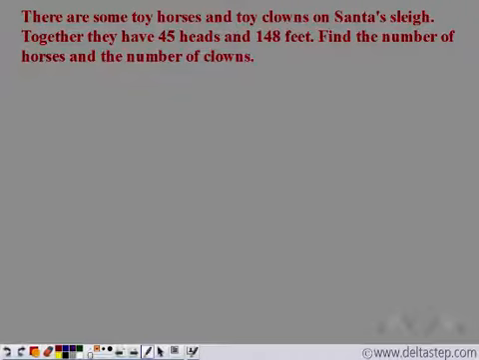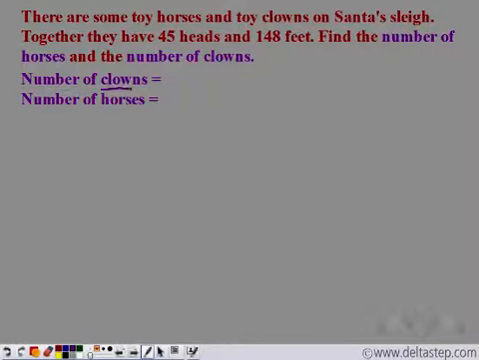So first we need to see what is the unknown in the problem. The unknown is the number of horses and the number of clowns. Let us denote the number of clowns by a variable x and the number of horses by another variable y. So there are x clowns and y horses on Santa's sleigh.